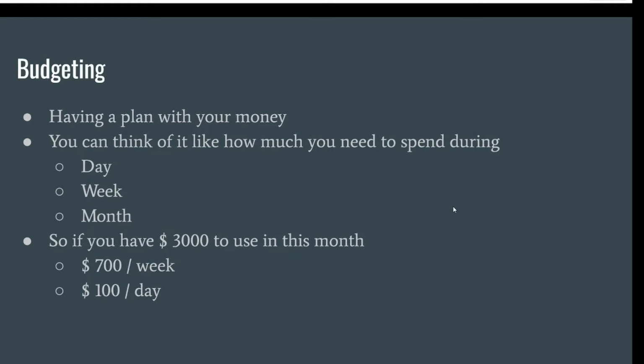Budgeting is having a plan with your money. You can think of it like how much you need to spend during the day, week, and month. So if you have $3,000 to use in this month, that's about $700 per week or $100 per day.